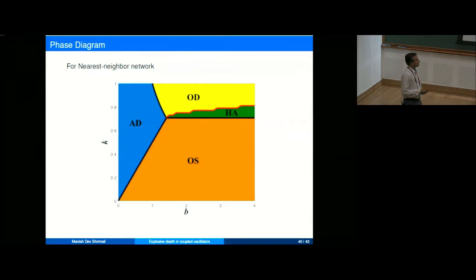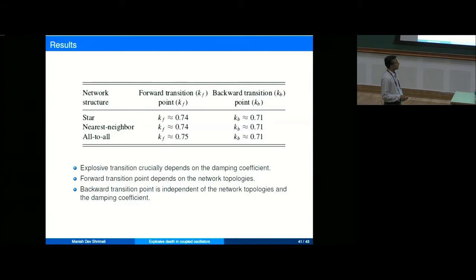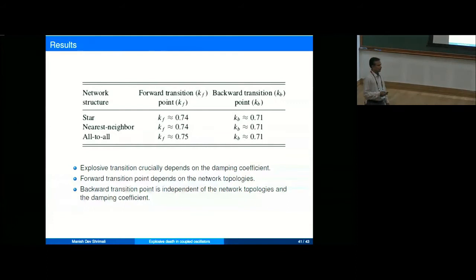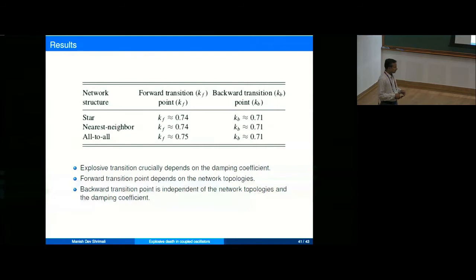So if you look at the forward and backward transition points, you can see that this backward transition point is exactly the same in all the different network topologies, and it can also be worked out analytically. So this is independent of the network topology, and the forward transition point is close by, with slight variations depending upon the type of network topology we have considered. The damping coefficient plays an important role, giving rise to the stabilization of the unstable steady state of the uncoupled system, or stabilization of the coupling dependent term. This backward transition point is independent of network topology, and also independent of the network size here.